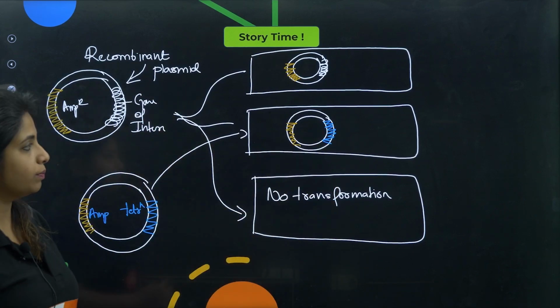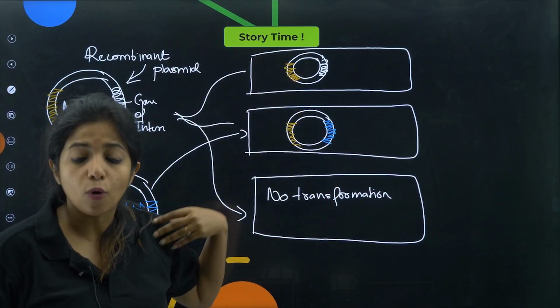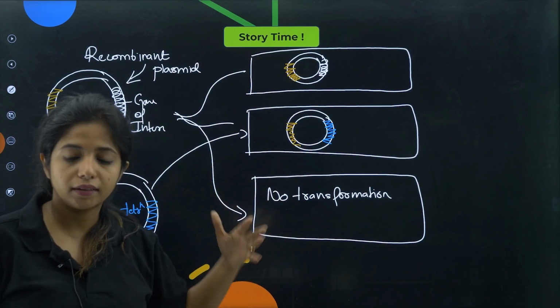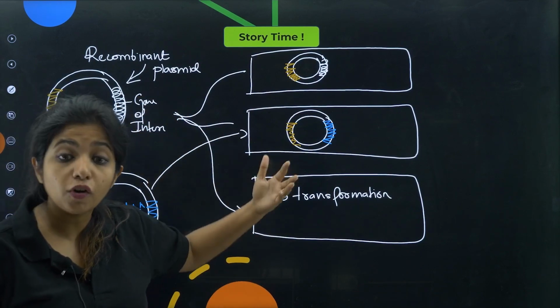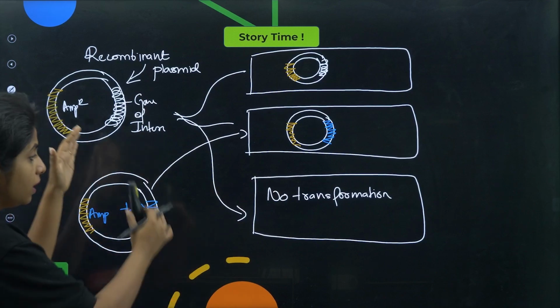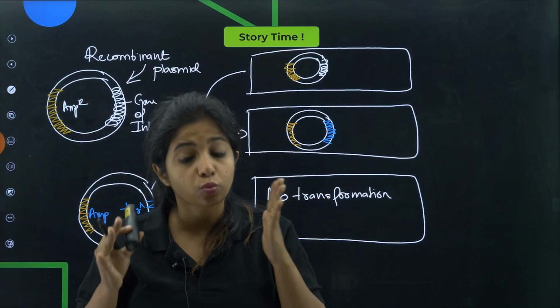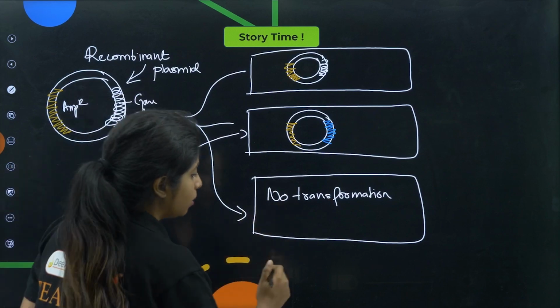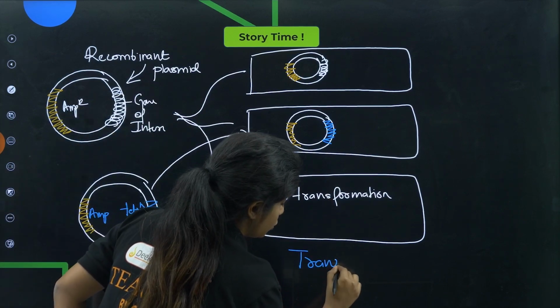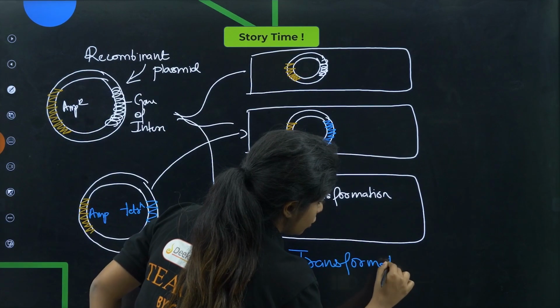Okay, now I have three different hosts. I want to check which one got the transformant, or in which one transformation has taken place. Transformation means basically I am passing down my DNA. That is what you mean by transformation. Okay, I want to check in which one transformation has taken place. So that is my question.